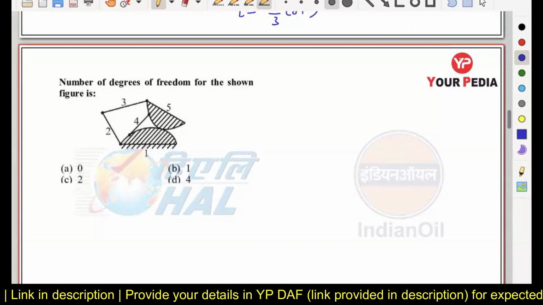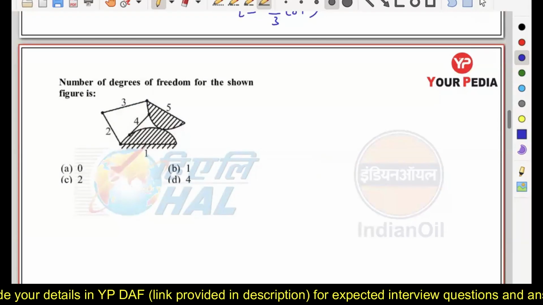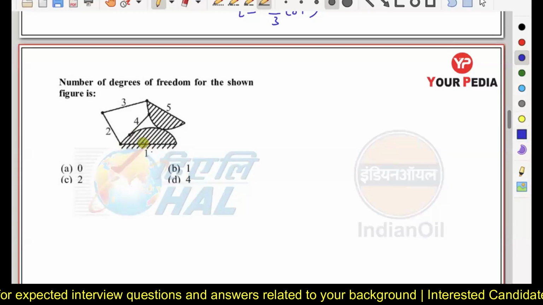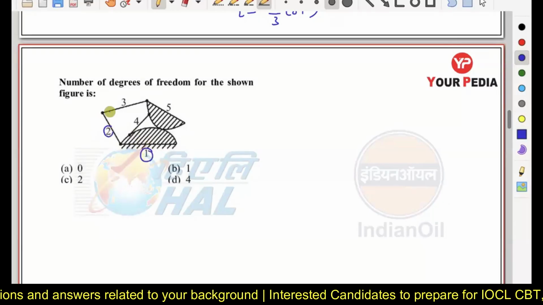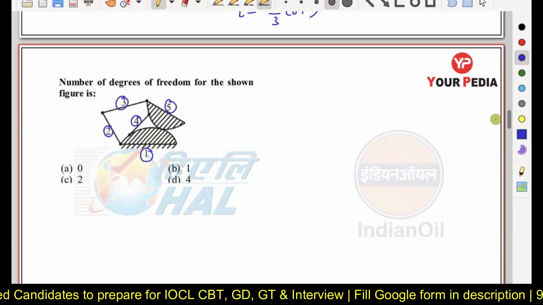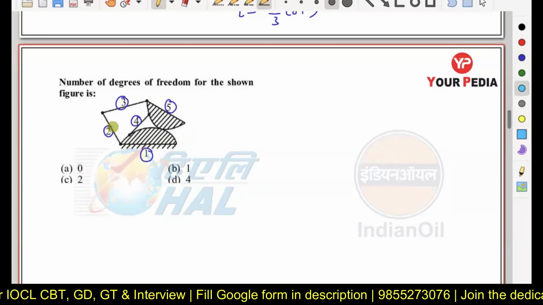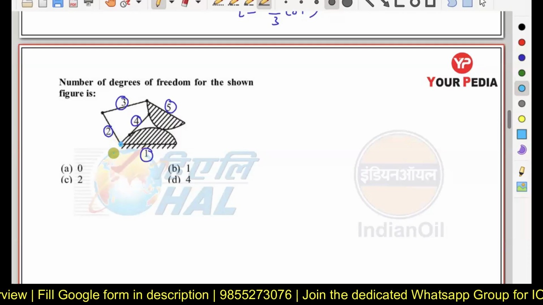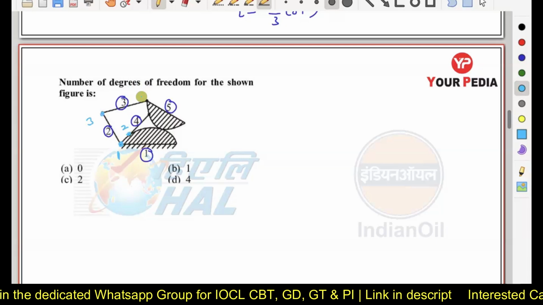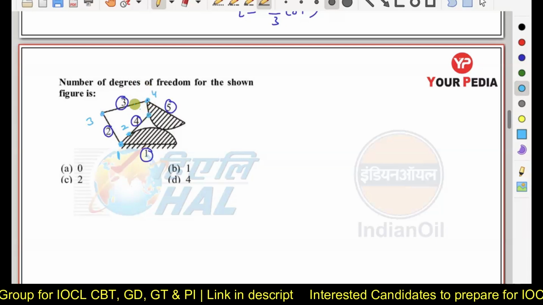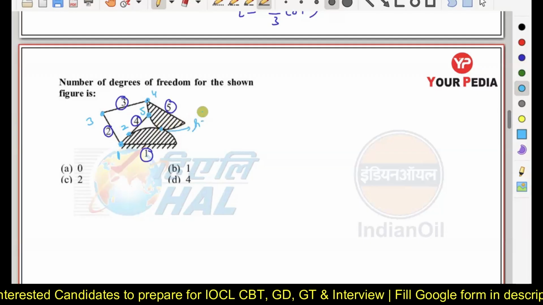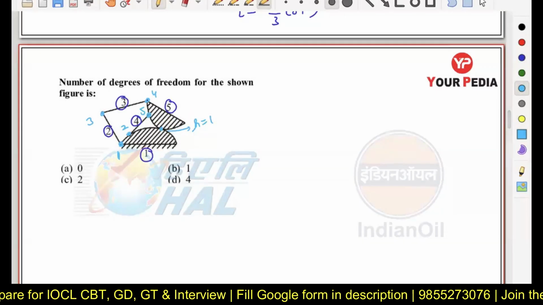The number of degrees of freedom of the figure shown below is. Let us calculate the number of links first. Here we have link number 1, link number 2, 3, 4, and 5. All the 5 links have been numbered. Now the number of joints. Here we have the first joint, second joint, third joint, fourth joint, and the fifth joint. And here we also have one higher pair.